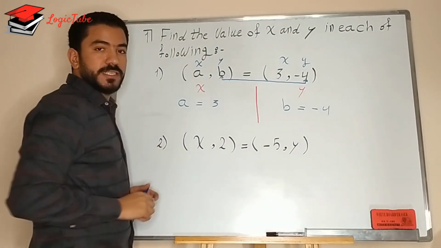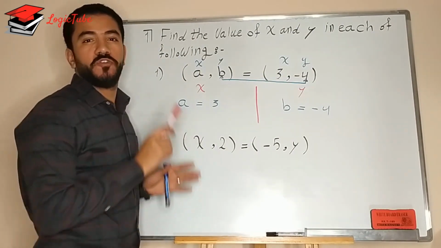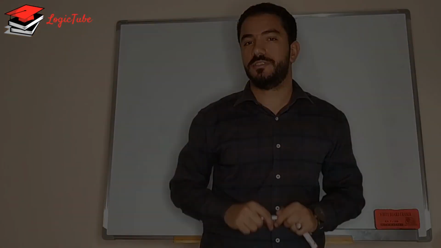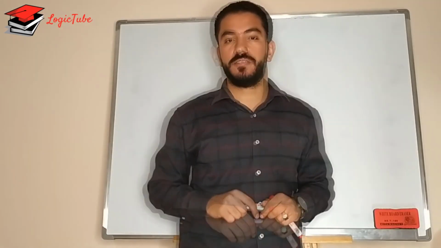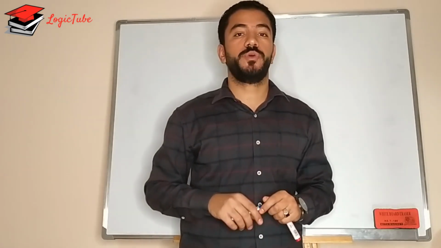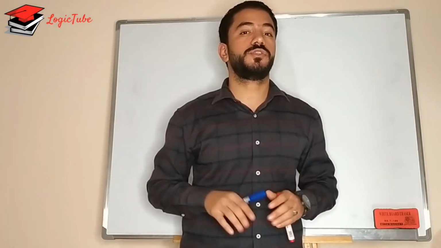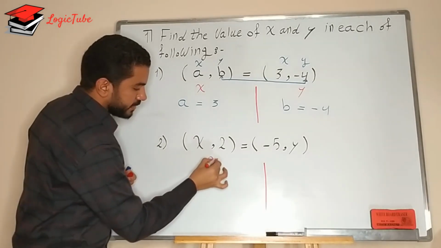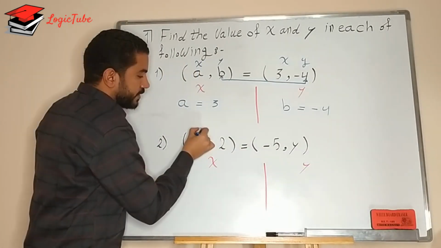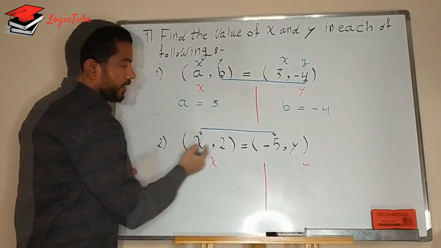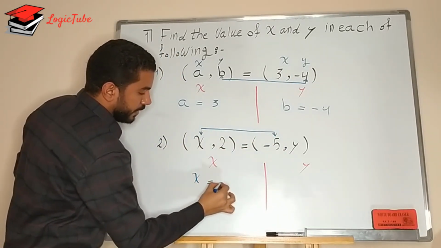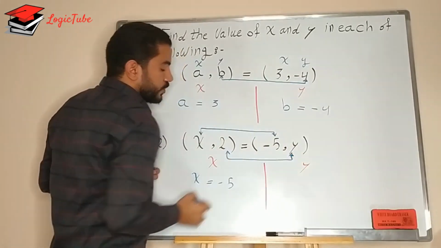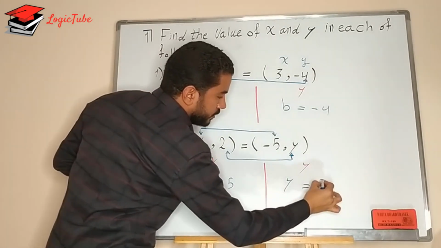Number 2. The ordered pair of x and 2 equals the ordered pair of -5 and 1. Please stop the video now and try to solve this question. Now you have to know the right answer. If you found your answer right, keep going, but if you didn't, you have to repeat your solution again to solve it correctly. We'll divide it into two parts, here x and here y. The first projection equals the first projection, x equals -5, and the second projection equals the second projection, so y equals 2.